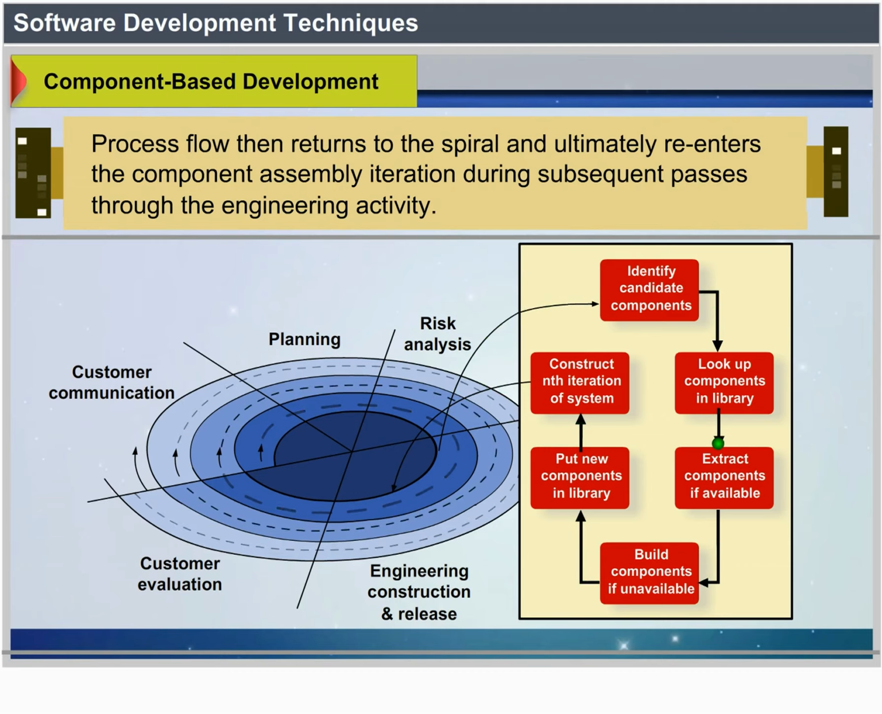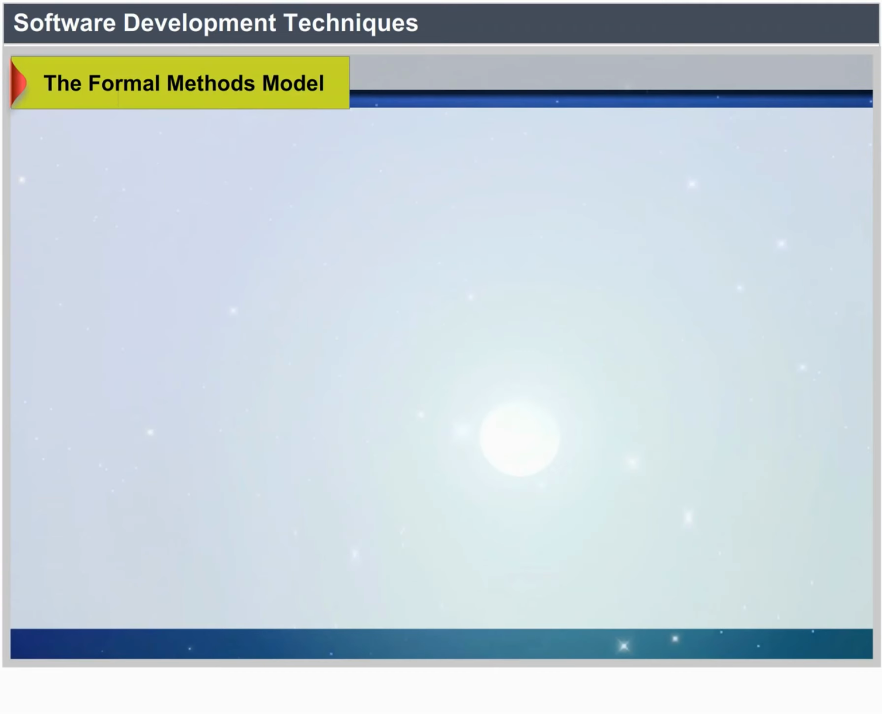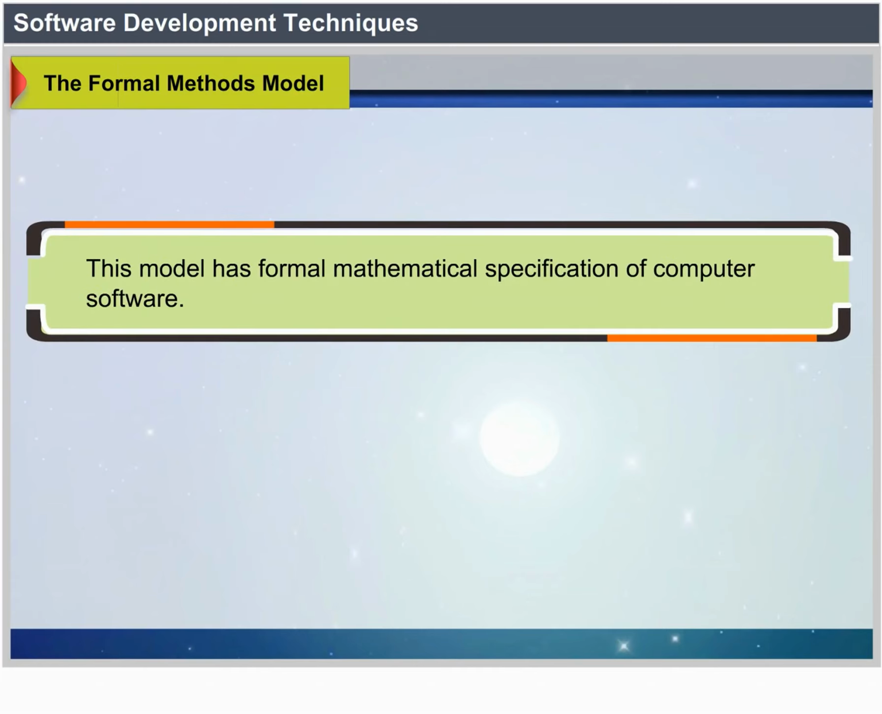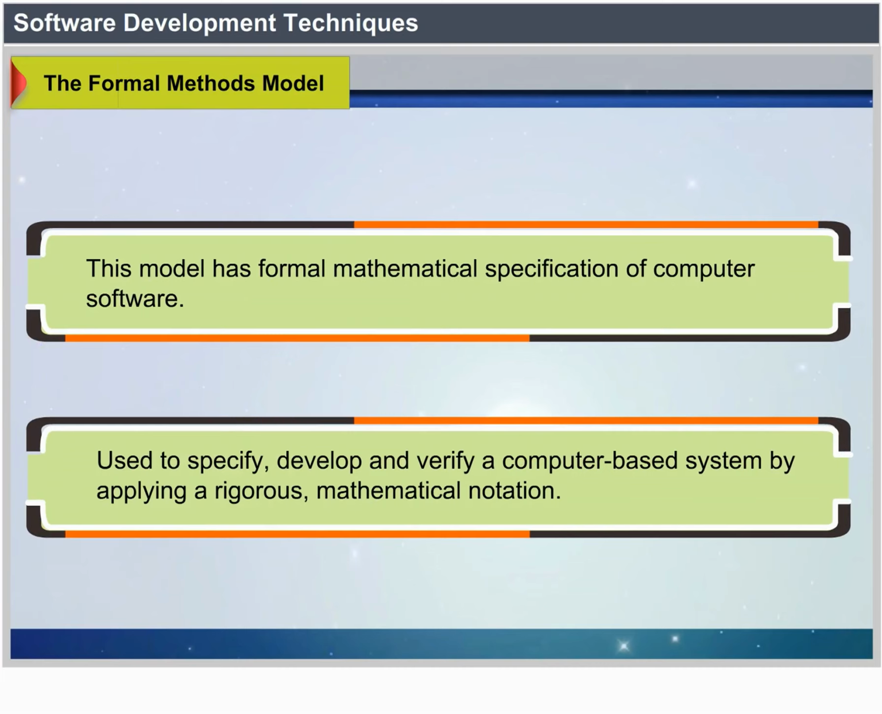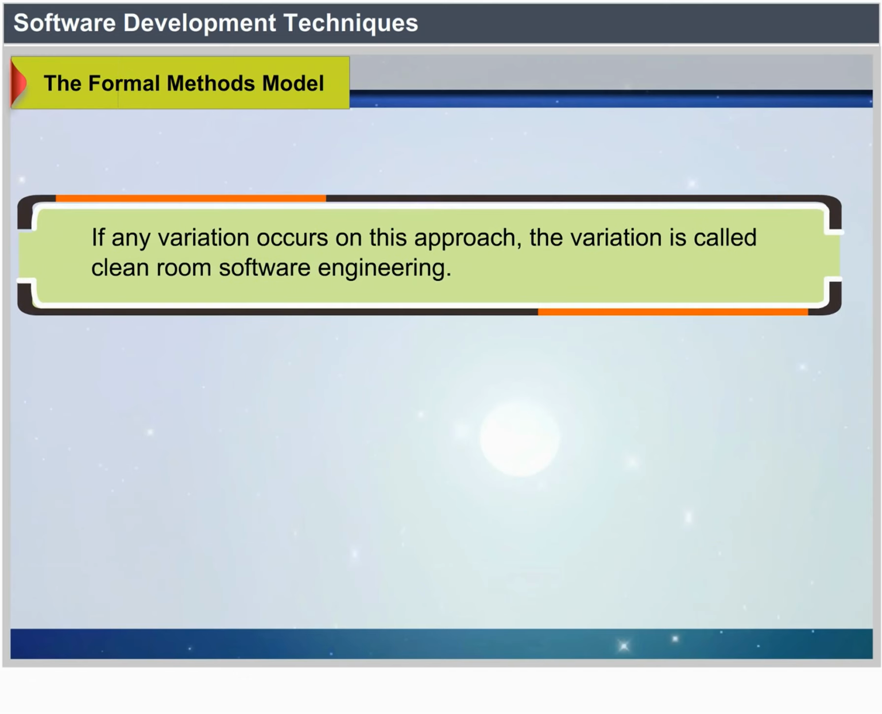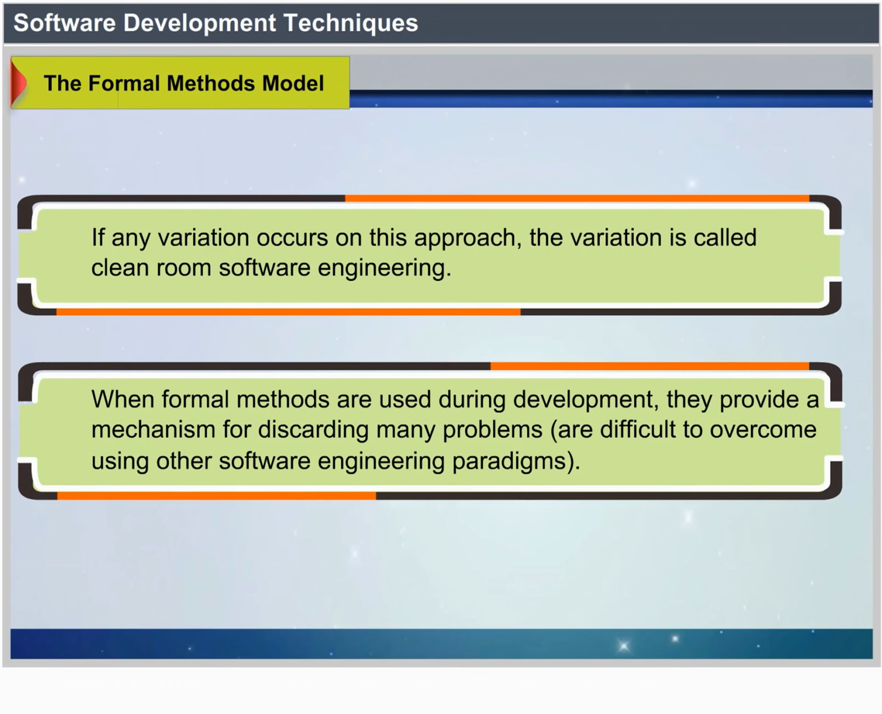The formal methods model. This model has formal mathematical specification of computer software, used to specify, develop, and verify a computer-based system by applying a rigorous mathematical notation. A variation on this approach is called cleanroom software engineering. When formal methods are used during development, they provide a mechanism for eliminating many of the problems that are difficult to overcome using other software engineering paradigms.